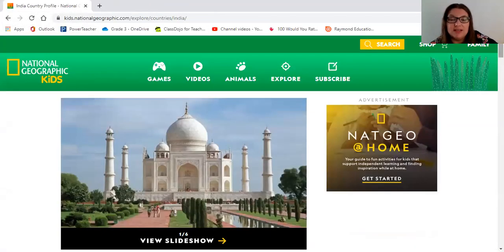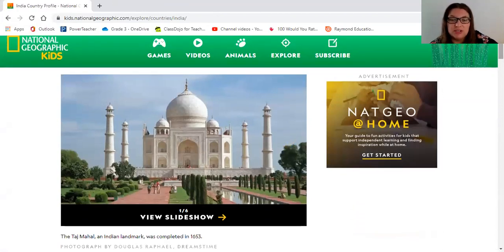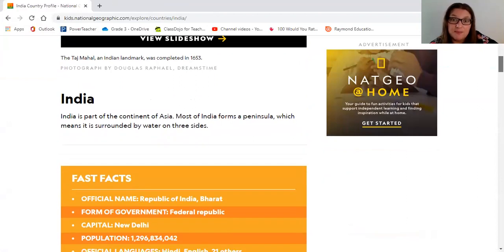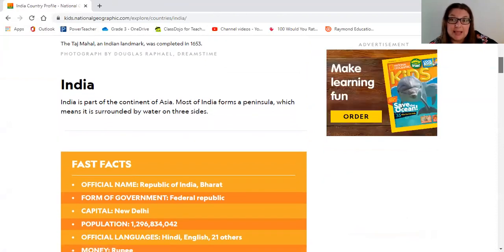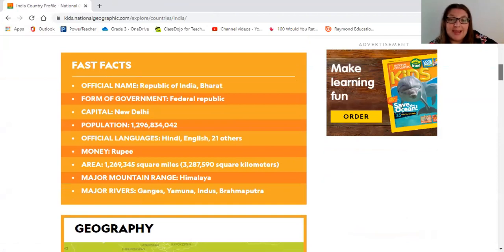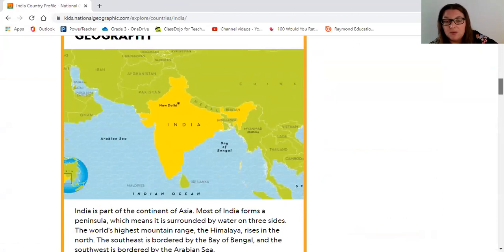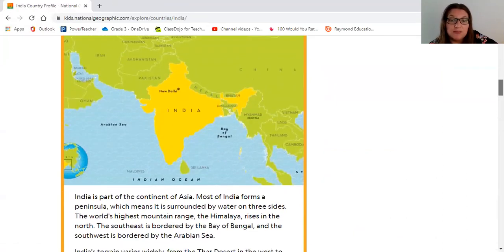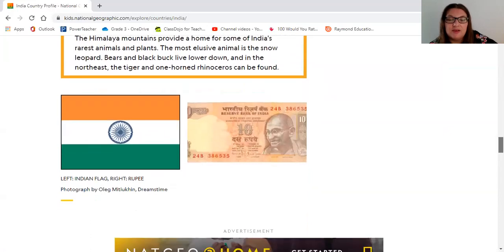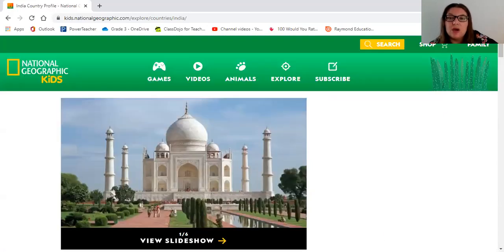And then finally, we have India. This is a picture of the Taj Mahal, which is a very famous Indian landmark. Remember that India is part of the continent of Asia, and it is a peninsula country, which means that it has water. Remember the capital is New Delhi, that the official languages are Hindi and English. The money is the rupee, they have the Himalayas. We've talked about the different regions a little bit, the different jobs, how people make money, and everything else. Remember the animals that live there. Those are some of the things that you need to remember.